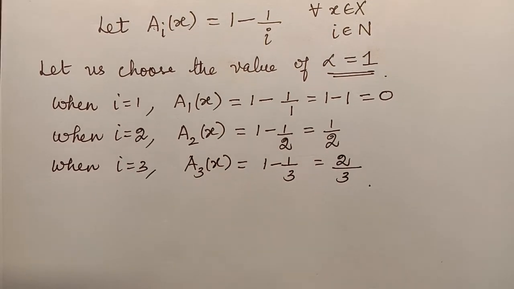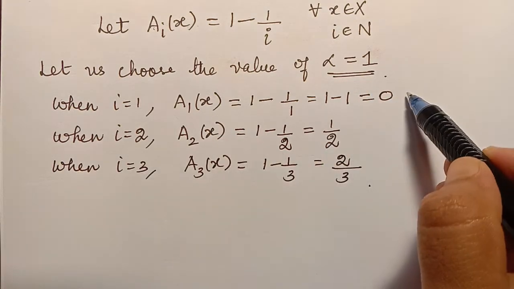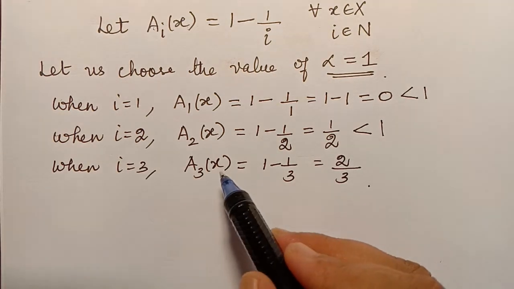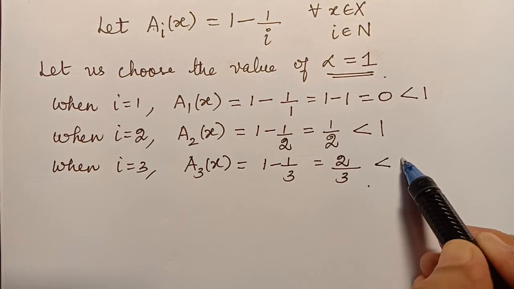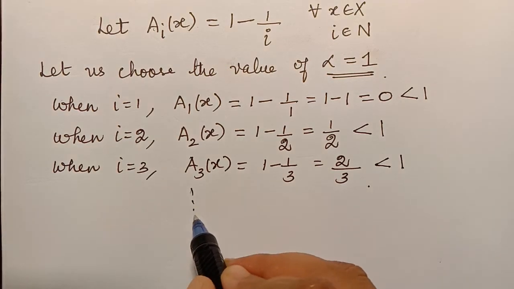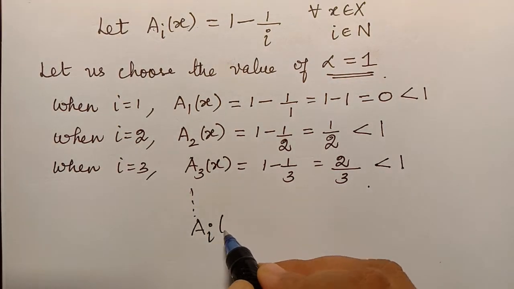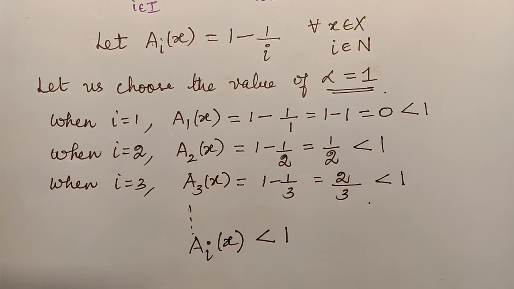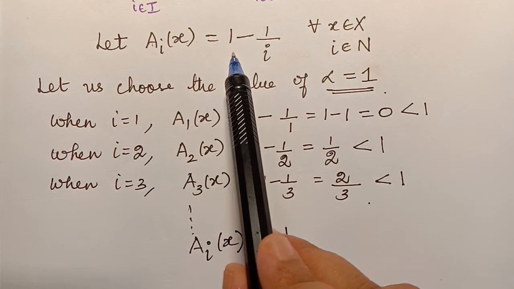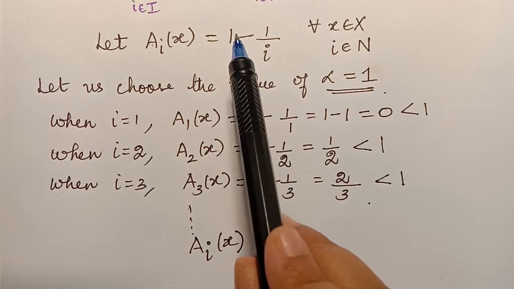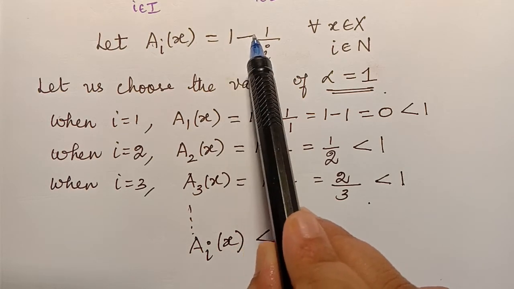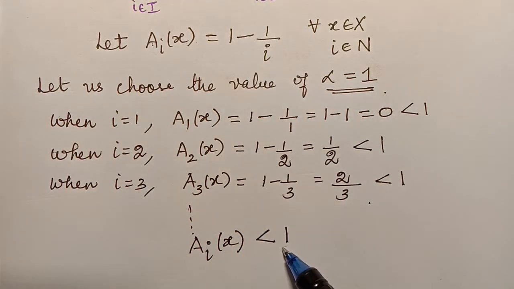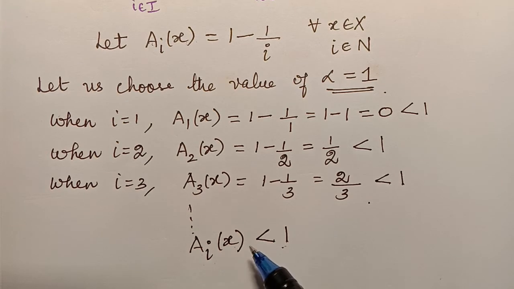So if we observe like this, we see that A1 of x is lesser than 1. A2 of x is also lesser than 1. A3 of x is also a value which is lesser than 1. If we keep on trying like this, for any value AI of x, it will surely be lesser than 1, because we have chosen the membership grade of x with respect to AI to be equal to 1 minus 1 by I. So it is 1 minus a value, and 1 minus a value will surely be lesser than 1. So in general AI of x is lesser than 1.